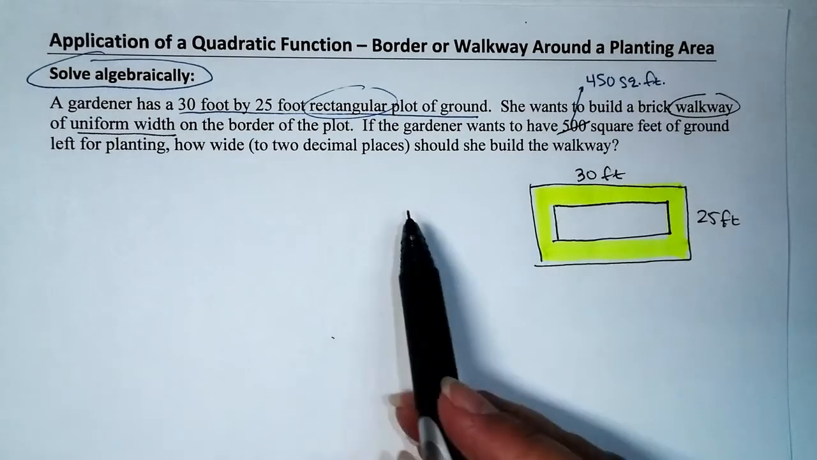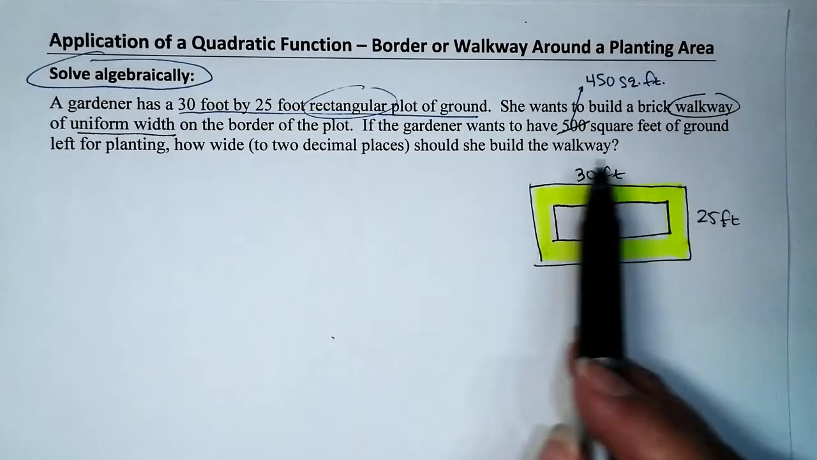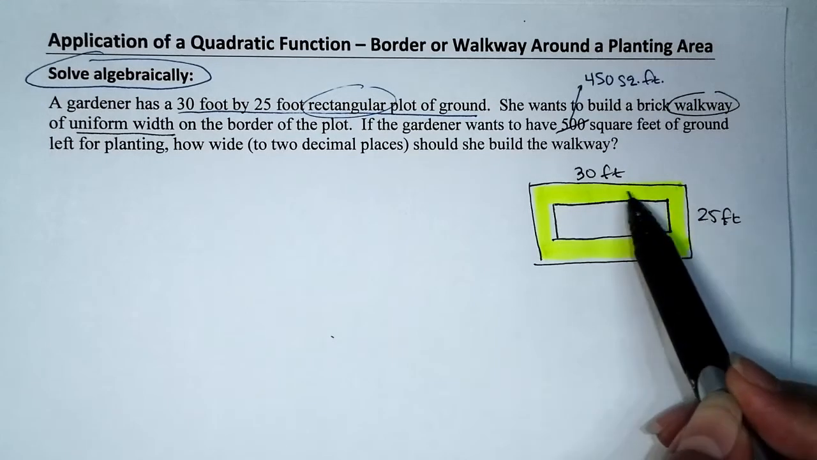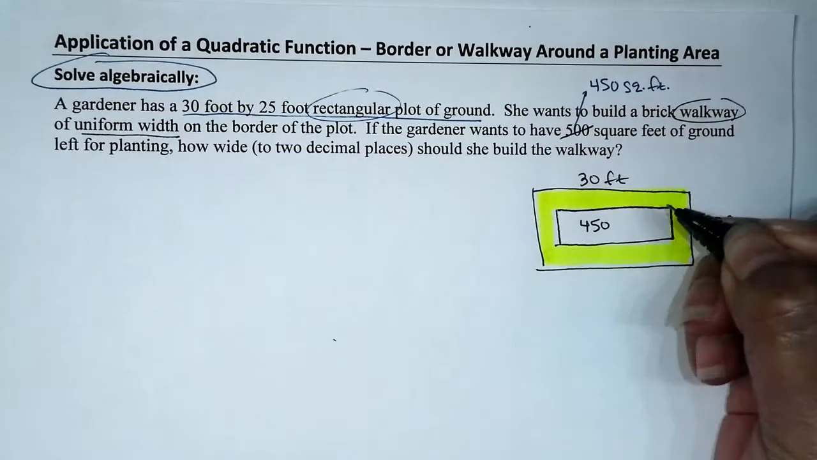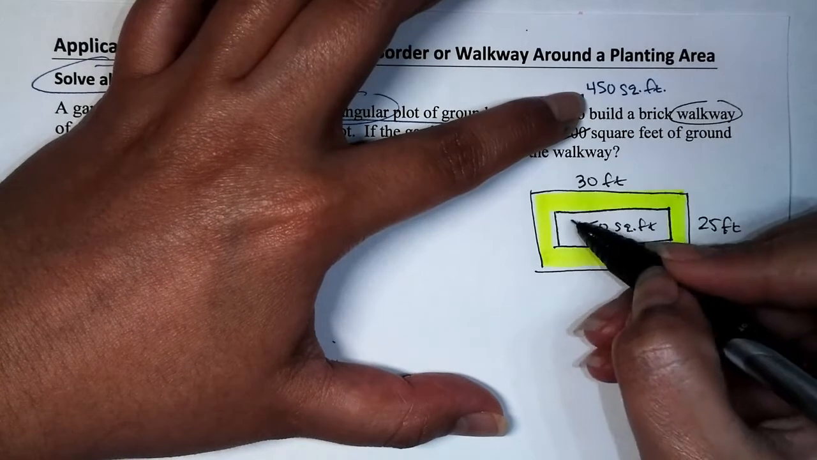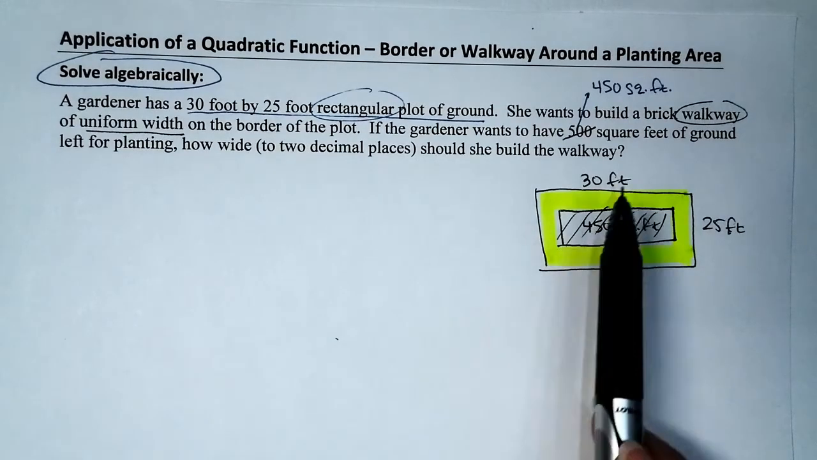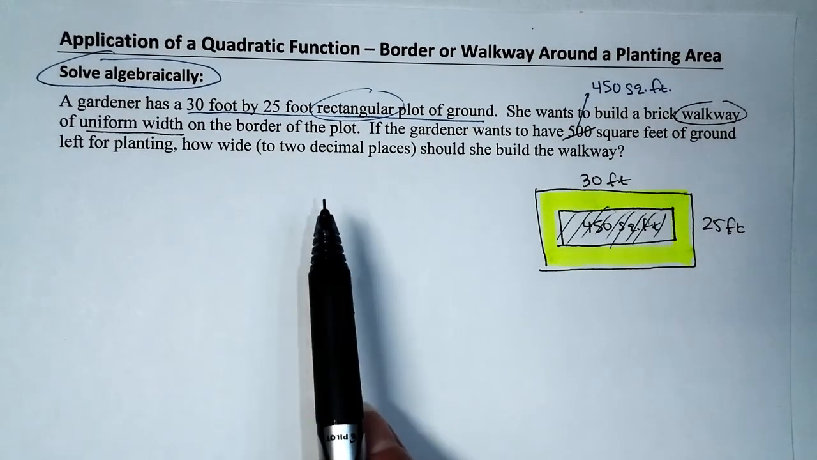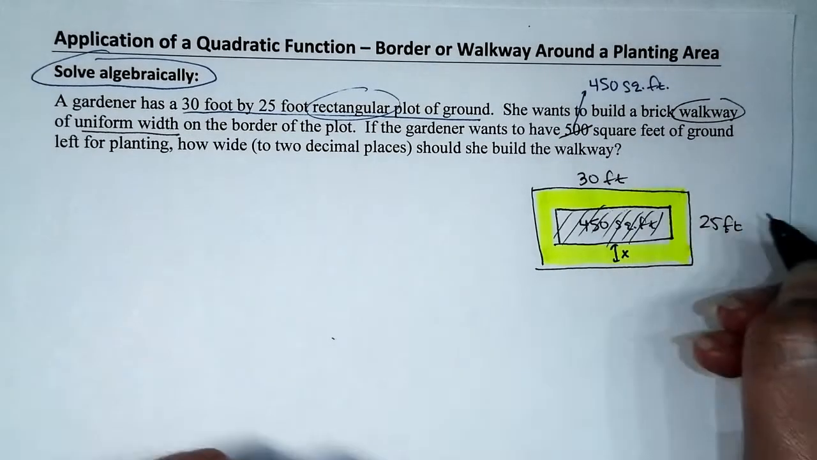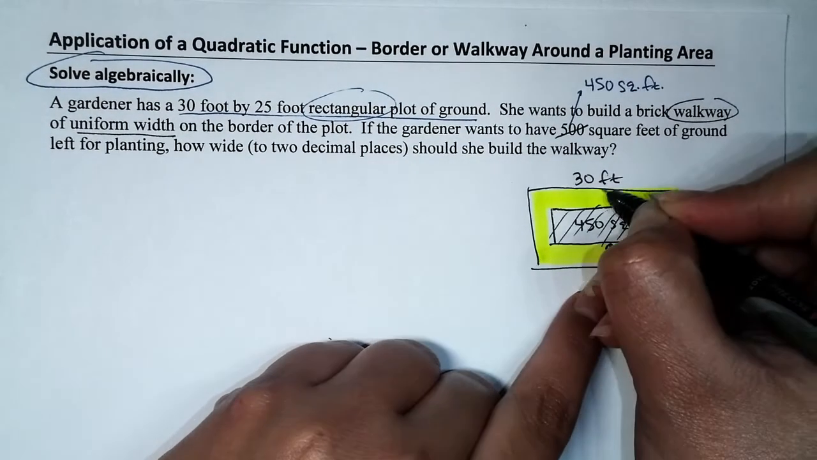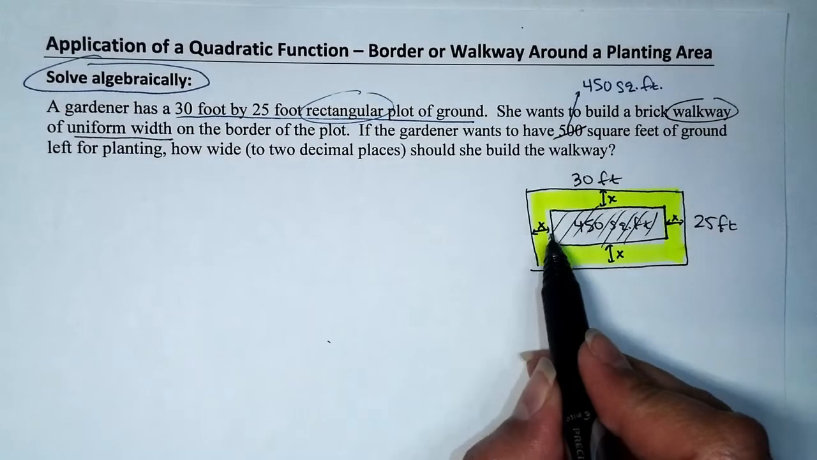Okay, cool. If the gardener wants to have 450 square feet of ground left for planting. Okay, so we make our walkway on the border of the plot, and the leftover space should be 450. So let me just go ahead and put 450 square feet, and that's gonna be the measure of the inside or area. Okay, the question says how wide to 2 decimal places should she build a walkway? So what is the width? No idea. Okay, but we're just gonna call it X feet wide. You don't really have to do what I'm doing right now, but it helps me just to emphasize that this distance is X feet.